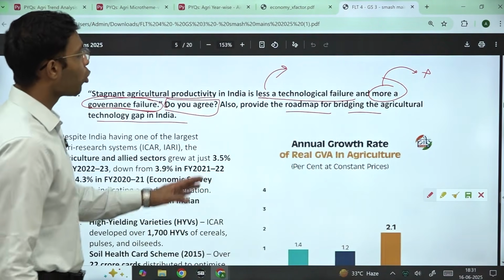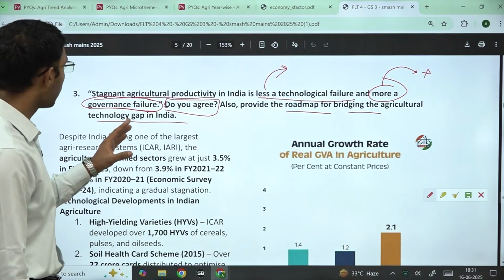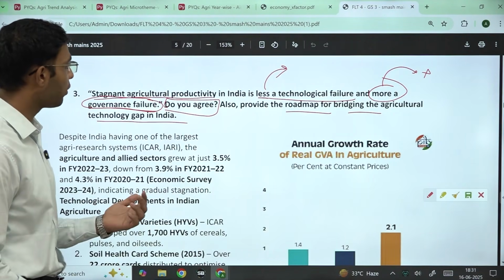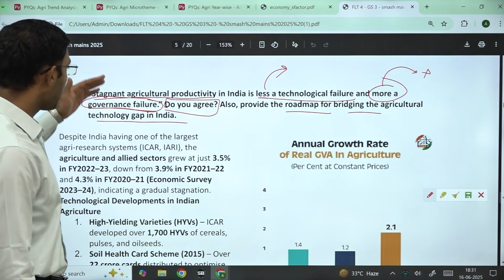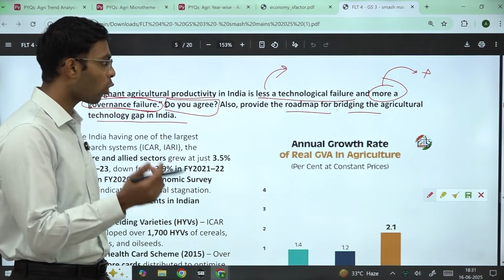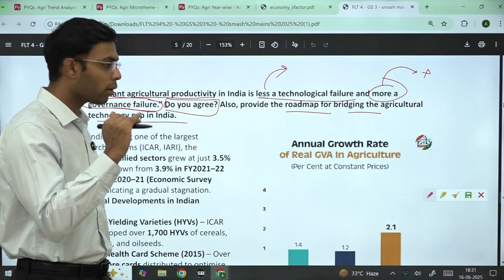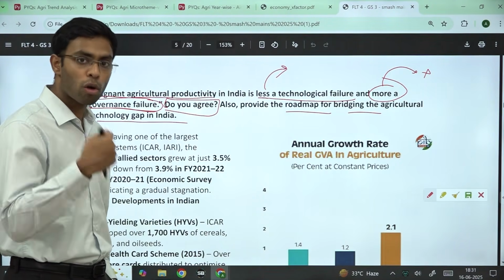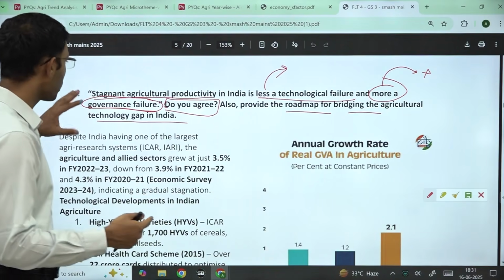You are expected to talk more about the fact that it's a governance failure, not more about that it's a technological failure, right? But people start writing more about why it is less a technological failure, which is what you have to avoid. Give a short line, a few lines on why it is less a technological failure and talk more about the aspect of the governance failure, right?